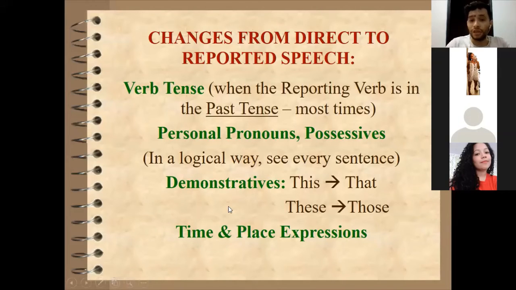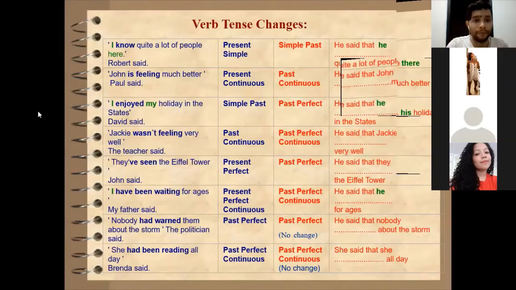Another thing that changes is the demonstrative pronouns. This becomes that in the reported speech. And these become those in the reported speech, right? And the final thing that changes are the time expressions and the place expressions. They also change in the reported speech. Now, let's begin with the tenses, or the verb tenses right here, to see how they're changed.